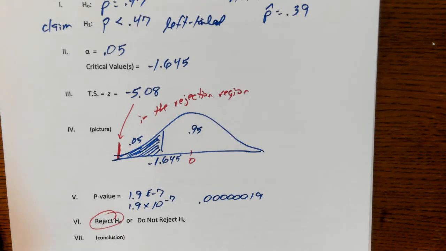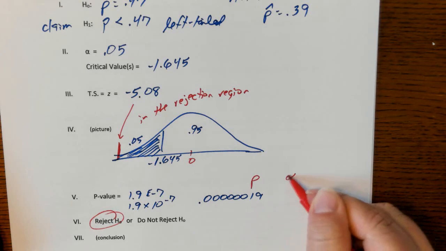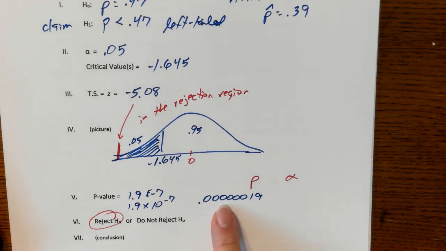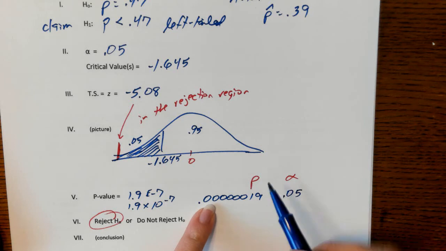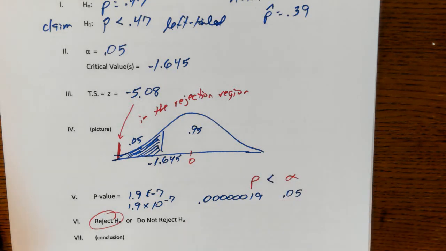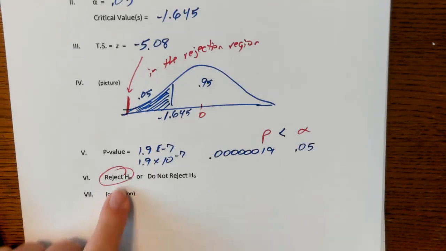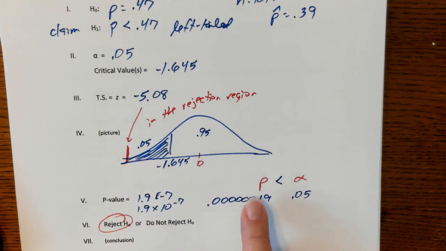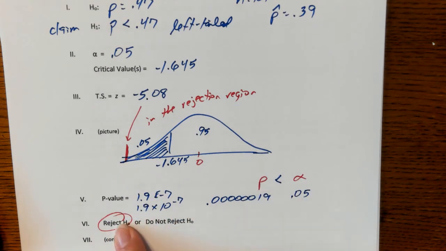If you think about it from a p-value approach, you're comparing p to alpha. Well, p was 0.0000019. Alpha was 0.05. This p-value is way smaller than alpha. Remember, if the p is low, reject the H0. So we made the right decision in rejecting. The test statistic was in the rejection region. P is lower than alpha. We are rejecting.